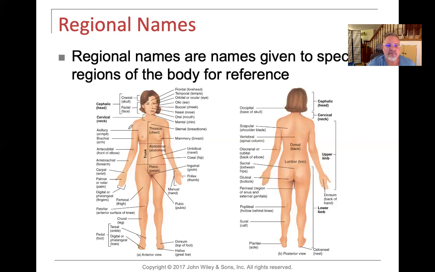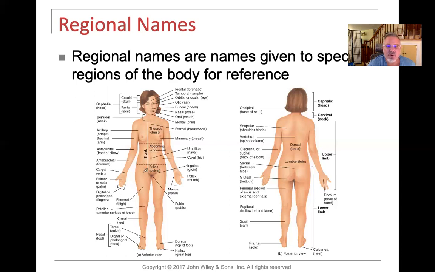The armpit is the axilla or axillary region. The arm, where the humerus is, is called brachium or brachial. In front of the elbow is the antecubital. The forearm is called the antebrachium or antebrachial. The wrist is called carpal. The palm is called palmar, and the digits are called phalanges.